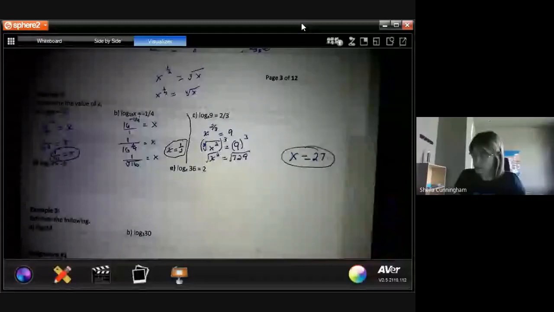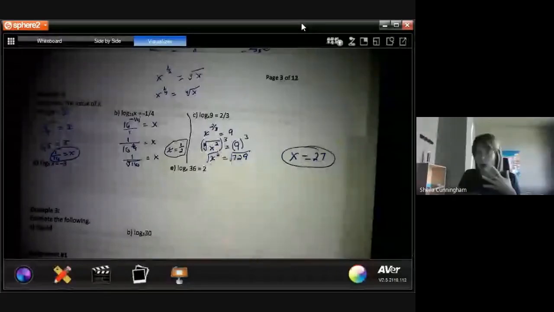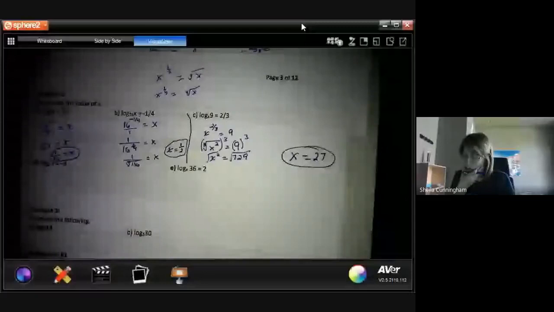That one is a little bit trickier because of the fractional exponent, introducing this cube root and the square in here, and always thinking about what's the opposite of what's happening to the variable to work your way through it. Do you have questions on that one?